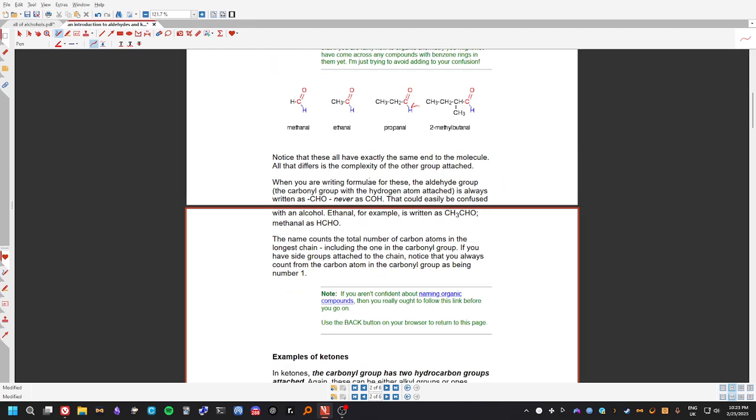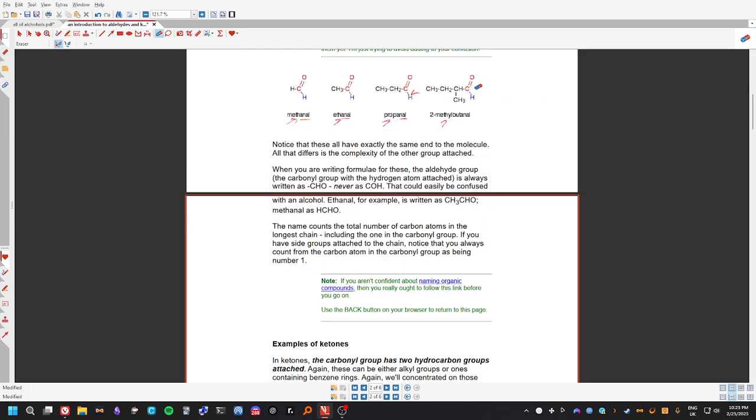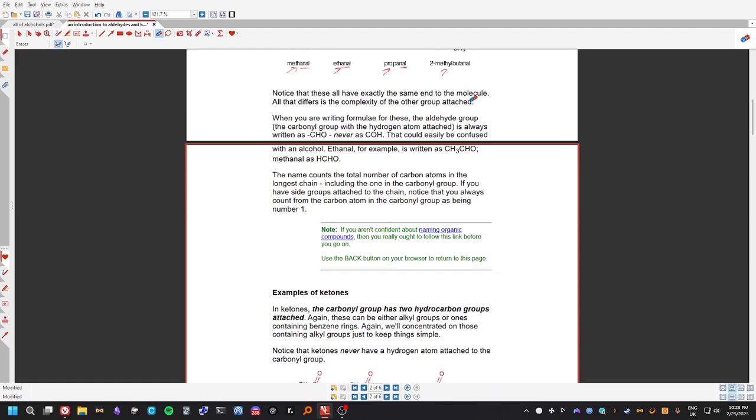Yeah, okay, fine. So here we have, it'll be -anal. Okay, so methanal, ethanal, propanal, 2-methylbutanal. Okay, and they're just saying that it's 2-methylbutanal. So the first C is counted, the second C is involved in the 2-methyl, the 1 C is over here. So that's great. Notice that these all have exactly the same end. All that differs is the complexity.